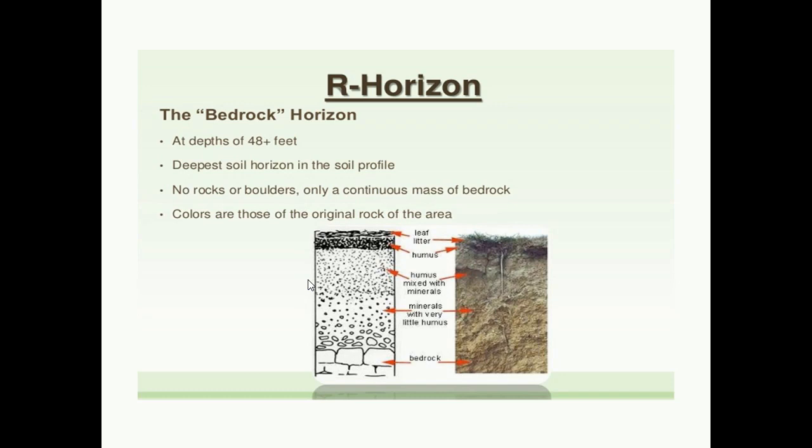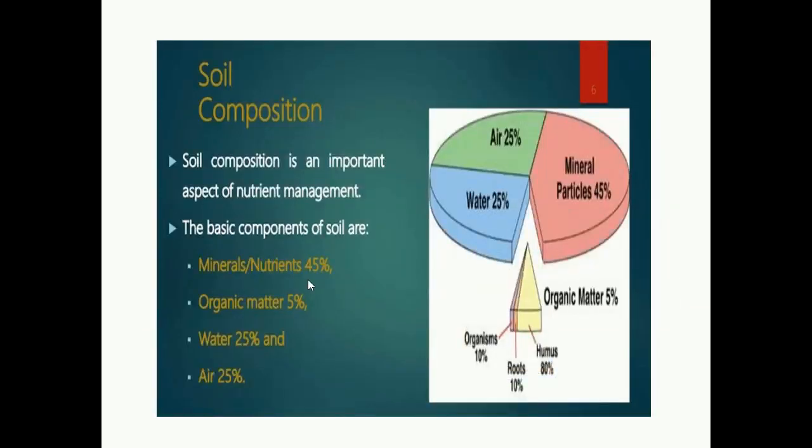We can observe two different pictures in this slide. In the upper portion of the particular soil, we can observe the leaf litter and then humus. We can observe humus mixed with minerals, with very little humus. Next is bedrock. And you can observe the different layers of the soil.